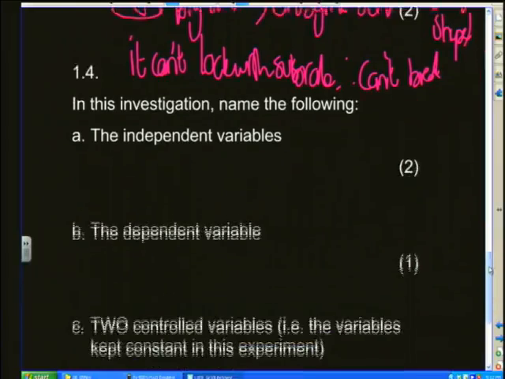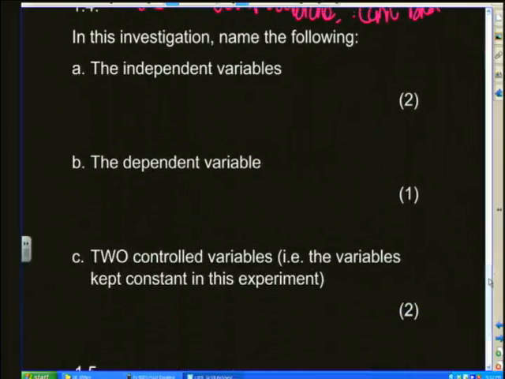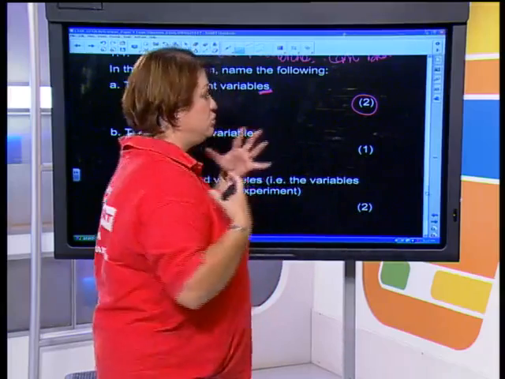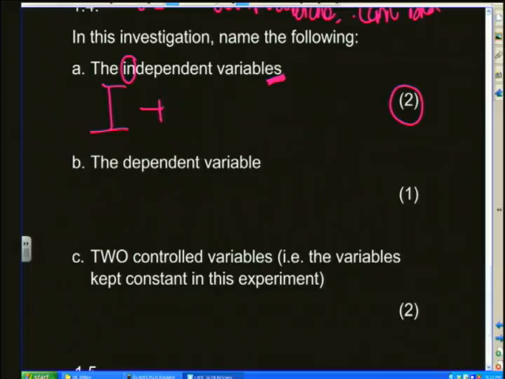Now, very important. In this investigation, name the following: the independent variables. That was your key. All right. Independent starts with an I. What did I choose to use? I chose the pH, and I controlled the temperature. All right. Dependent is your results.